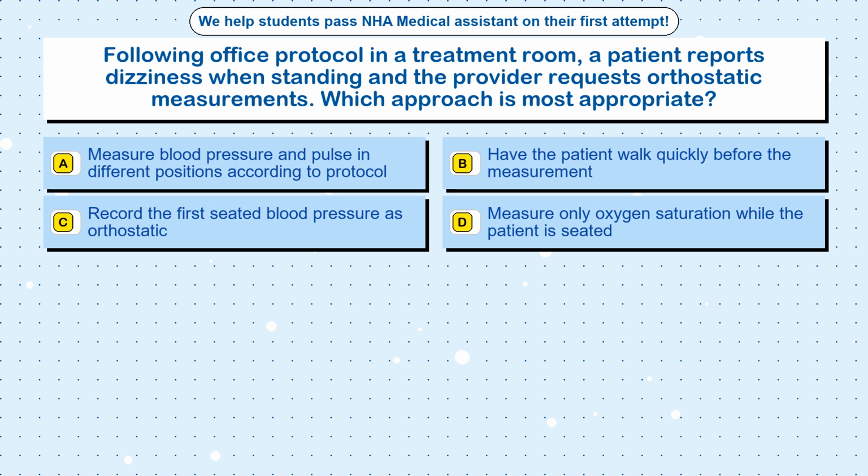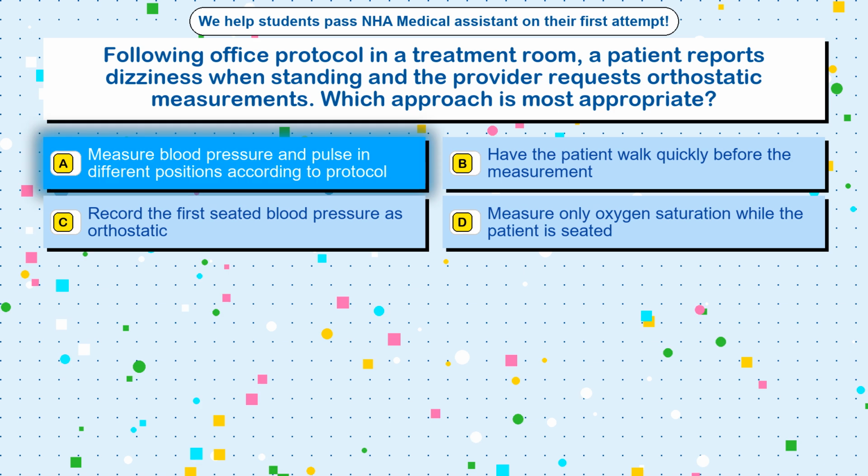Record the first seated blood pressure as orthostatic. Option D. Measure only oxygen saturation while the patient is seated. The correct answer is option A. Measure blood pressure and pulse in different positions according to protocol.